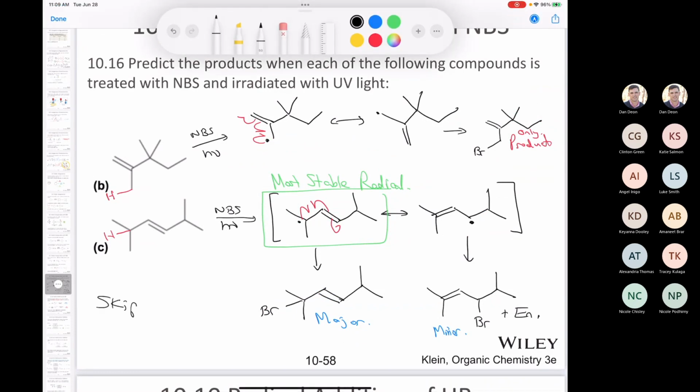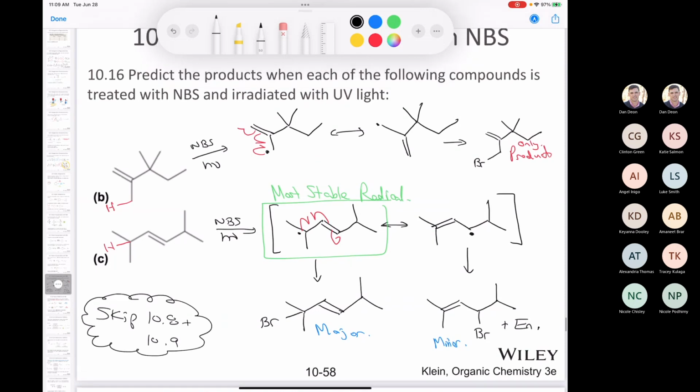Skip 10.8 and 10.9. I'm not saying they're not interesting. They're just not covered on the final exam, and so you don't need to worry about those. I've also never seen any content from those sections on any kind of standardized exam, an MCAT or a DAT or anything like that. So you can look at that as an FYI.